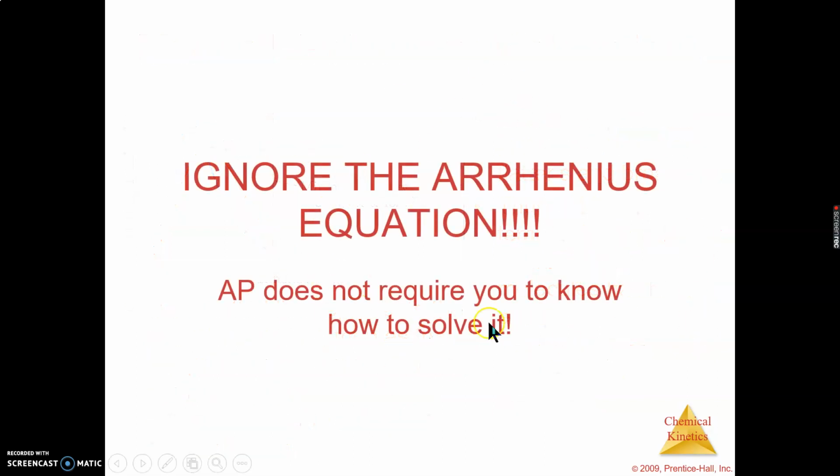One thing to note, if you ever see something about the Arrhenius equation, you can look it up. AP doesn't require you to know how to solve it, so we will ignore it if we see it. I've tried to make the practice questions so we don't look at it, but just make note of that if you're reviewing on other sites.